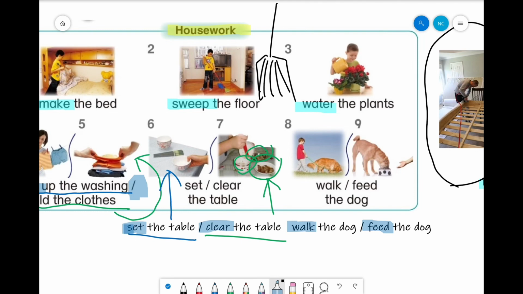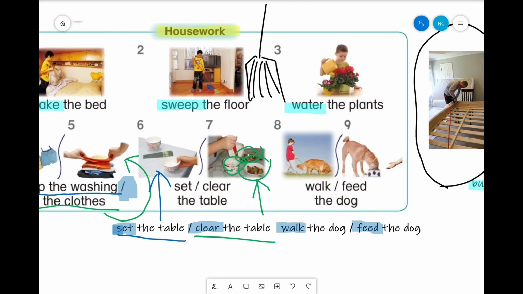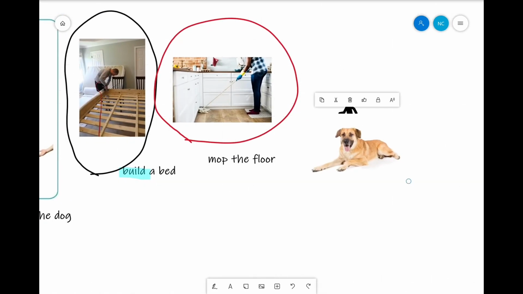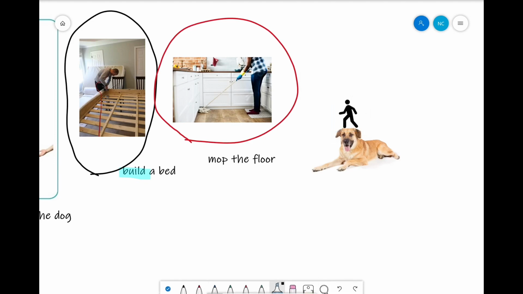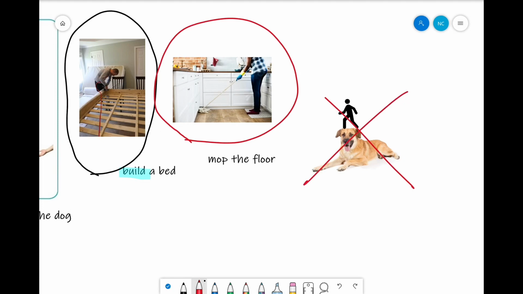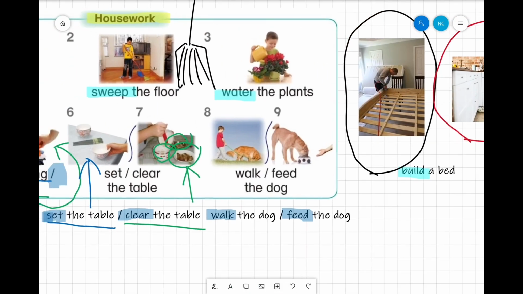Now, walk the dog is funny because you know what walking is. You know what a dog is. So a dog is here and I walk on it. Is this walking a dog? Of course not. It's walking on a dog and we do not do that. Please, a big no to this. Okay? We don't walk on the dog, but we walk the dog.